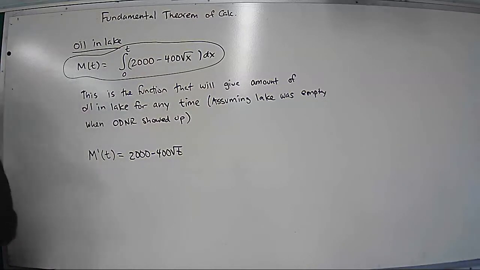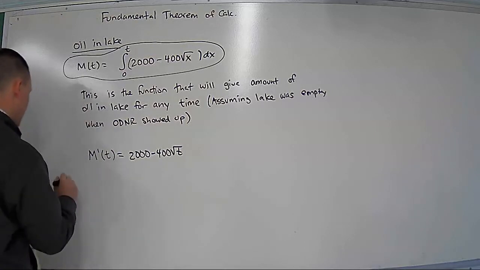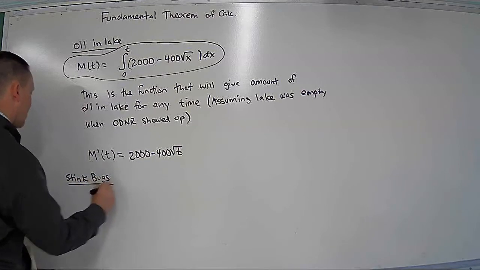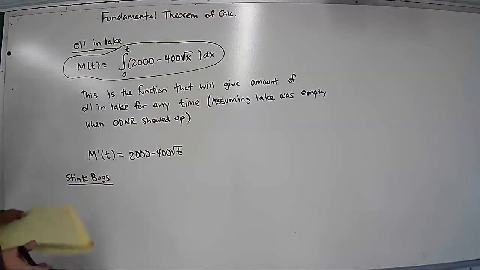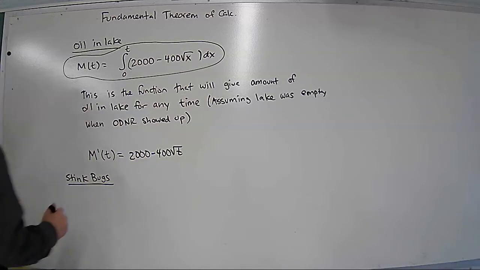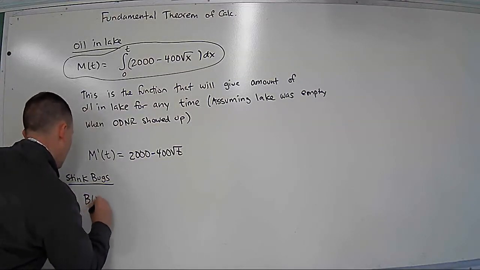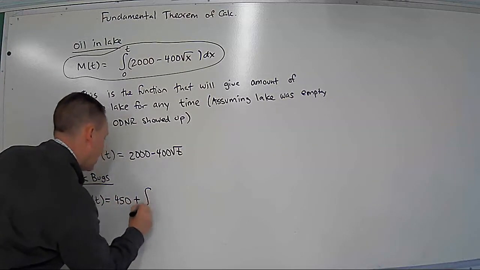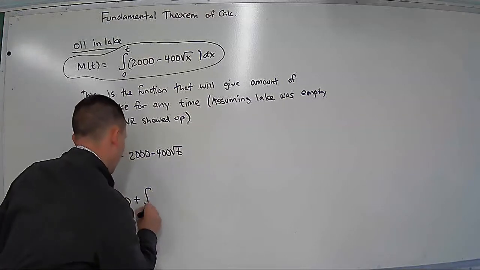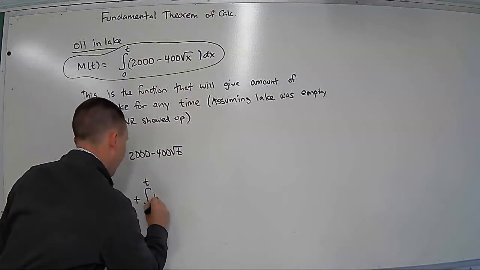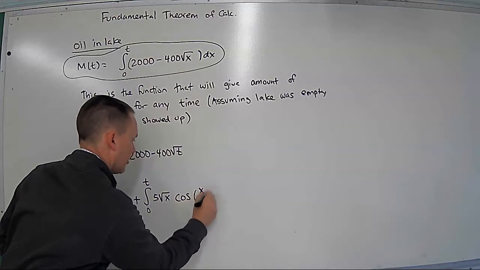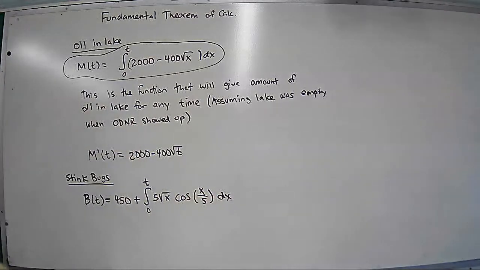All right, let's look at the next problem. The stink bugs. I was surprised I got no comments about the stink bugs on anything. Like, I hate those things. Okay, so I'm going to write this function here. B of t equals 450 plus the integral from 0 to t of 5 radical x cosine of x over 5 dx. Okay? So what is that function right there?